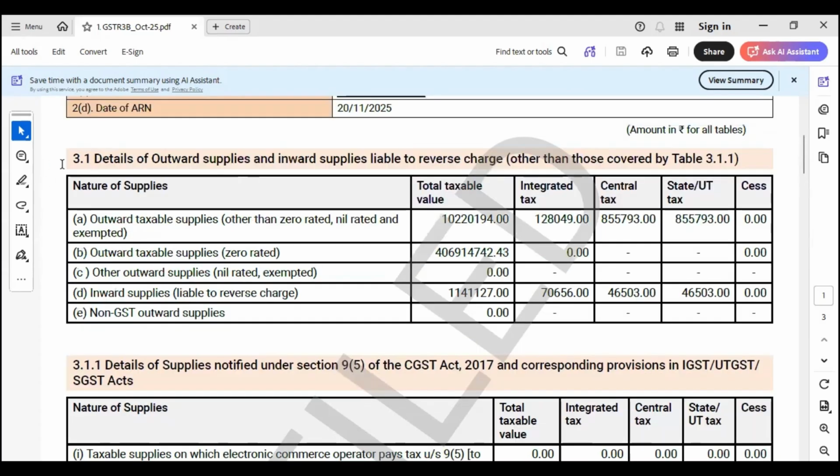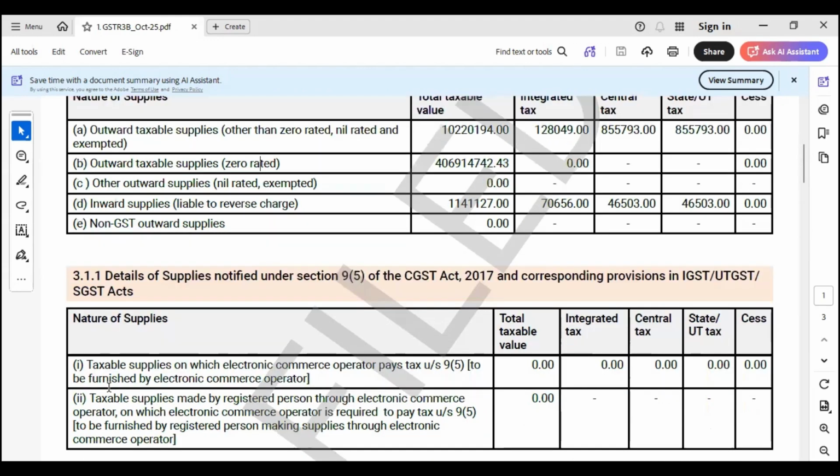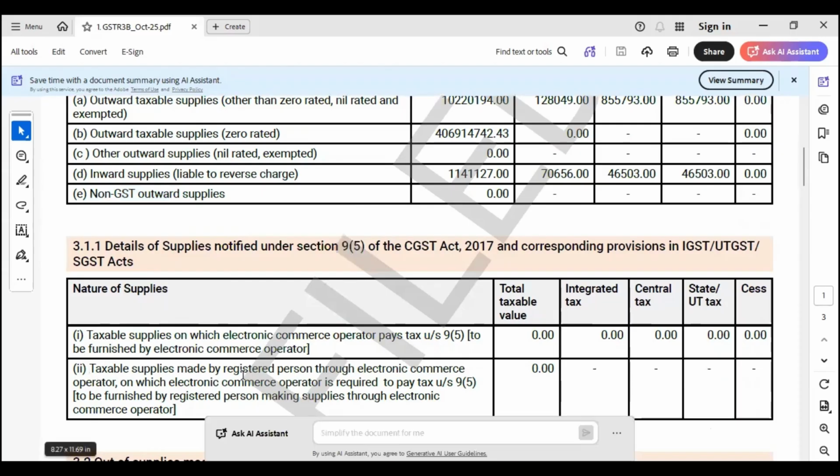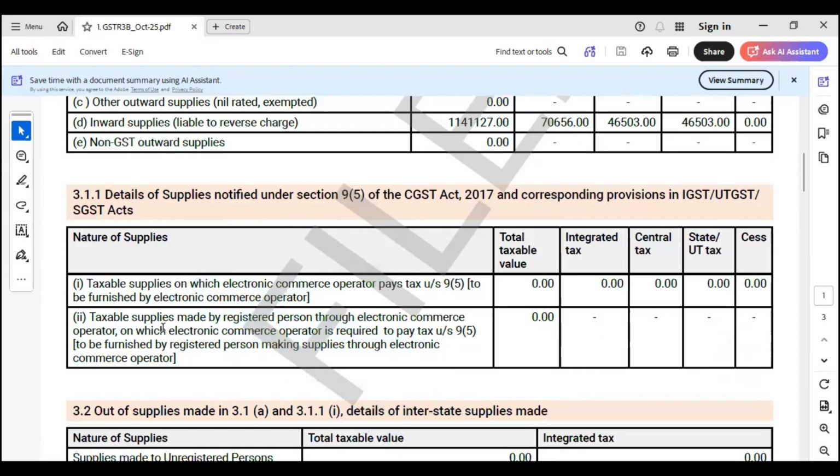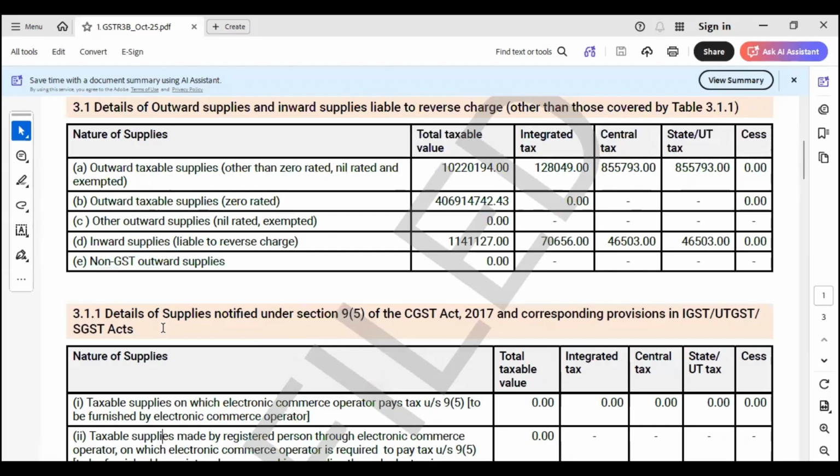So in addition to, if you look at 3.1, A is my P&L income, B is my P&L income, C is my P&L income, E is my P&L income, and 3.1.1, this clause 2 is my P&L income. So there are 5 sources which is from P&L account. One is your taxable supply, then exports, then nil rated exempted, then you have non-GST. The final is your e-commerce operator, supplies made through e-commerce operator, right? These are the 5 heads of income which I'm showing in my GSTR 3B.